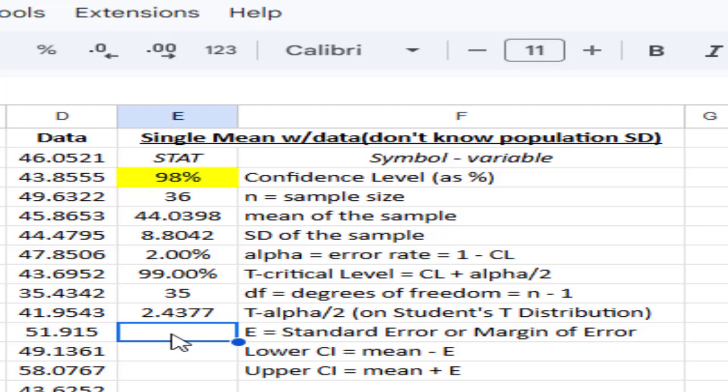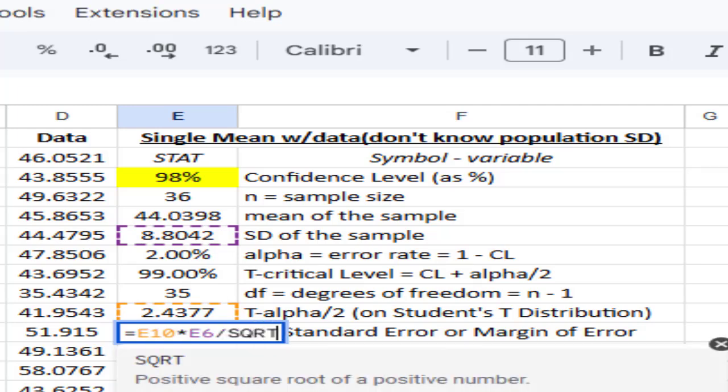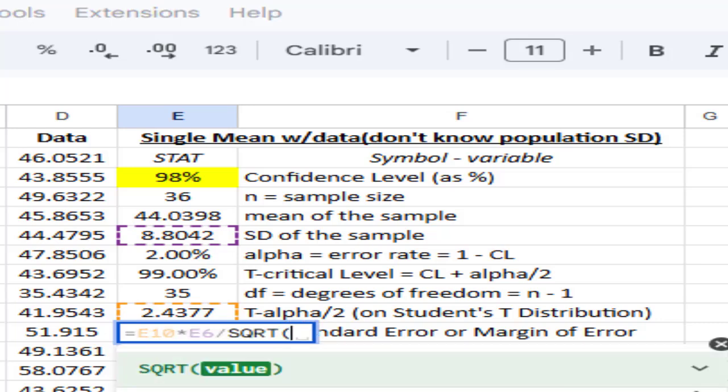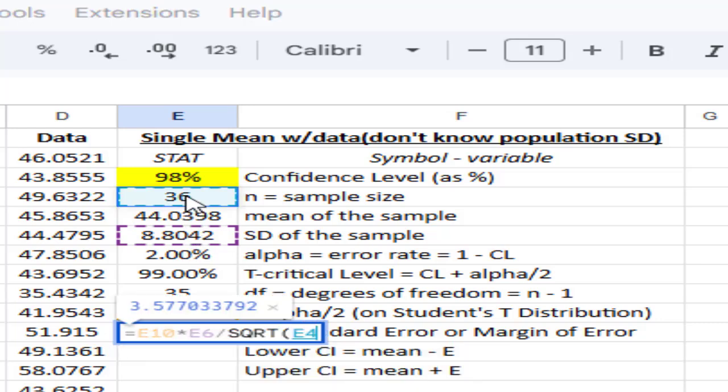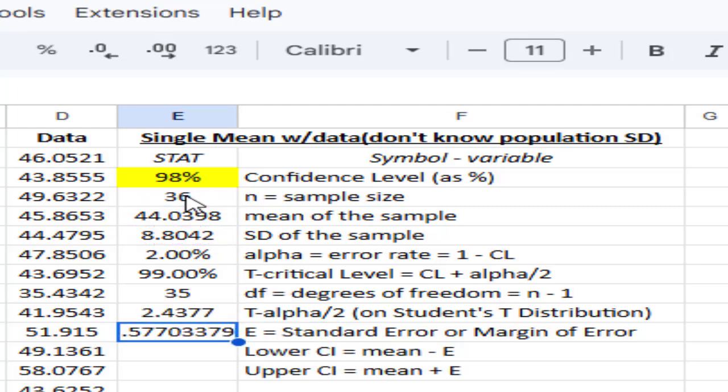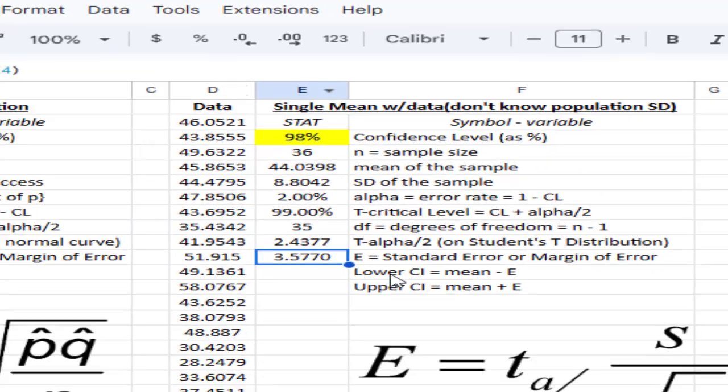And then, same thing as last time, calculate our standard error, or sometimes called, it's actually margin of error, by the way, right here, this times this times this. So equals t of alpha, times s, that's our standard deviation, so that cell, divided by the square root of n, so sqrt for square root, and then click on n for our sample size, and there we go. That's E. Again, make it fewer decimals so we can see what it is.